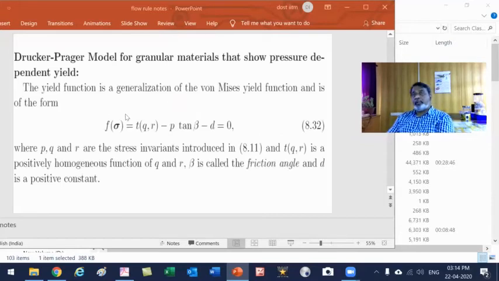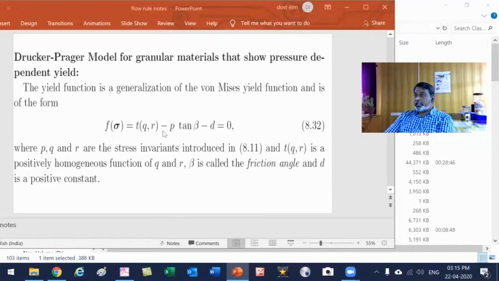For example, in the Drucker-Prager model, which is used for granular materials, we have a yield function in this form: F of Q comma R, where Q and R are the two parameters related to the shear stress, minus the pressure times tan beta, which is the friction angle, minus some constant is equal to 0. So this is a modified form of what I had written earlier. P, Q, R are nothing but the stress invariants introduced.